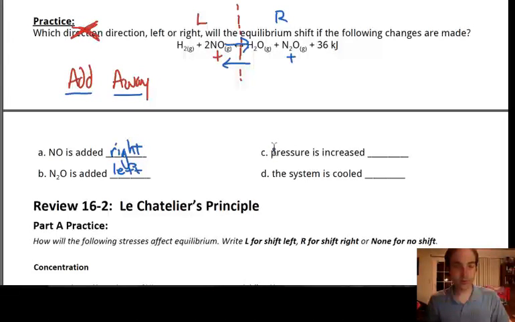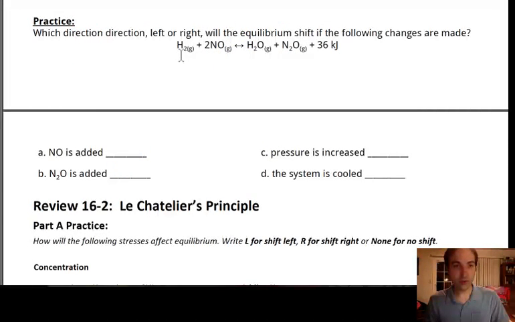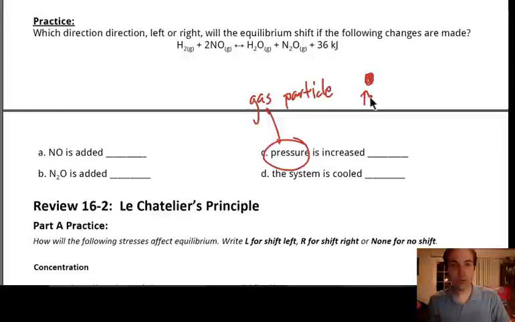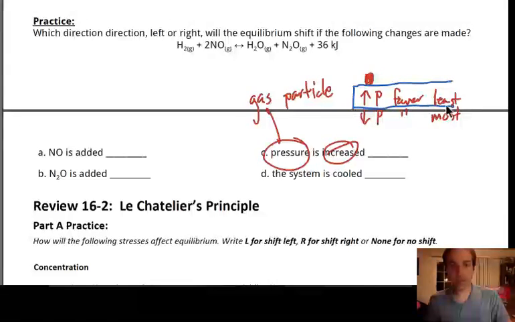Now let's talk about pressure. The big tricky thing about pressure is that you only care about gas particles. It's all about the gas particles. And remember, if we increase pressure, it's going to favor or shift to the side with the least. If we decrease pressure, it will favor the most. So in this case, we are increasing pressure, so we're going to favor the side with the least gas particles.